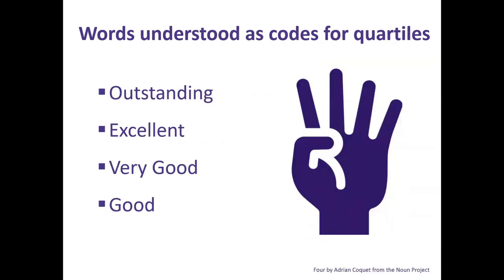The other thing is, I mentioned these words earlier. These are just understood as codes for quartiles. And it's hard to do the mental exercise, especially if you've been working as a doctor in academics for a while. Is this person top 25%, middle, right? But generally, outstanding is somebody who's at least in the top 25%.